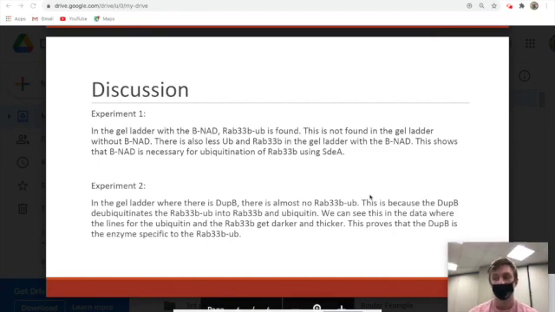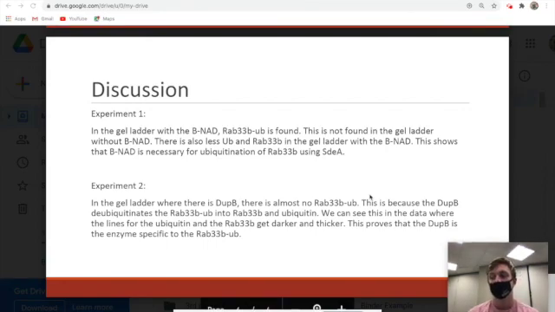For experiment 2, in the gel lane where there is DUPB, there is almost no RAB33B-UB. This is because the DUPB deubiquitinates the RAB33B-UB into regular RAB33B and ubiquitin. We can see this in the data where there are lines for the ubiquitin and the RAB33B, and those lines get darker and thicker, which shows there's more of it there.